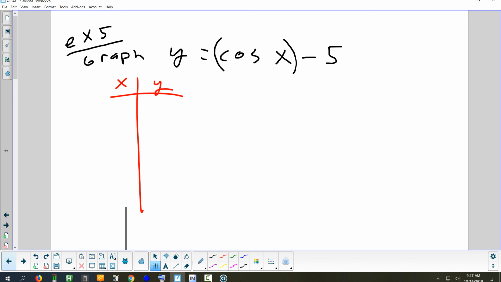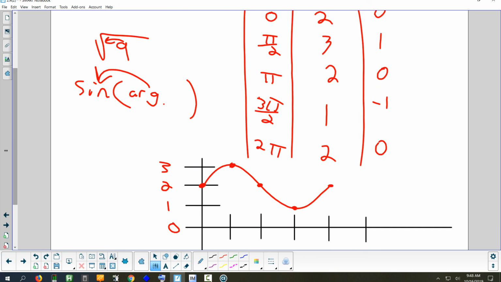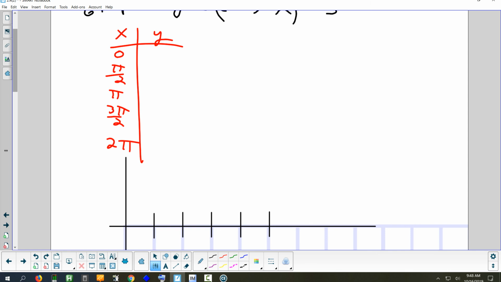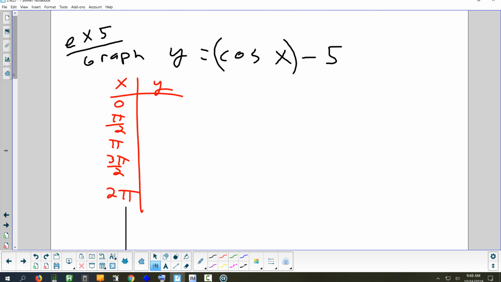Right, so Megan, I know you weren't here yesterday, but we've done them a few times in class. Do you know what these x values are? 0, pi over 2, pi, 3 pi over 2, 2 over pi. What's the last one again? Not 2 over pi, just 2 pi. Yeah, just 2 pi. Okay, so we got our x values.